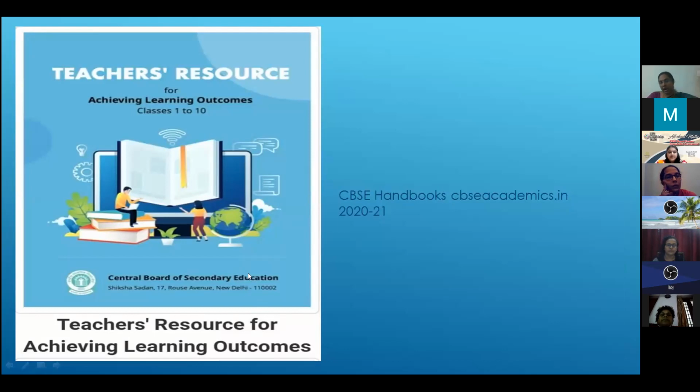That is, learning outcomes CBSE has introduced now. The CBSE handbook is there on the CBSE academic site. Please take a hard copy of this and check how they have done it. All the learning outcomes, how they have set them, and suggested activities are also given by CBSE. Please go through the same. This is available on the CBSE academic site and in the handbook section.